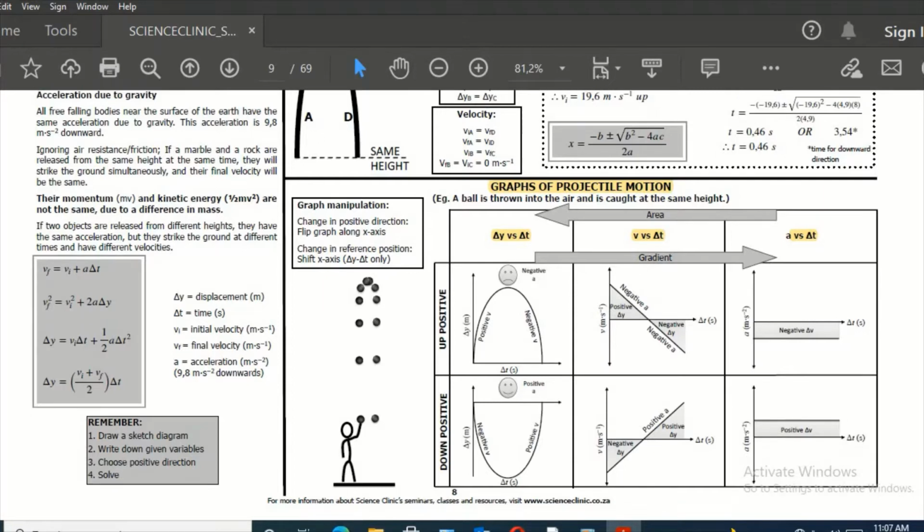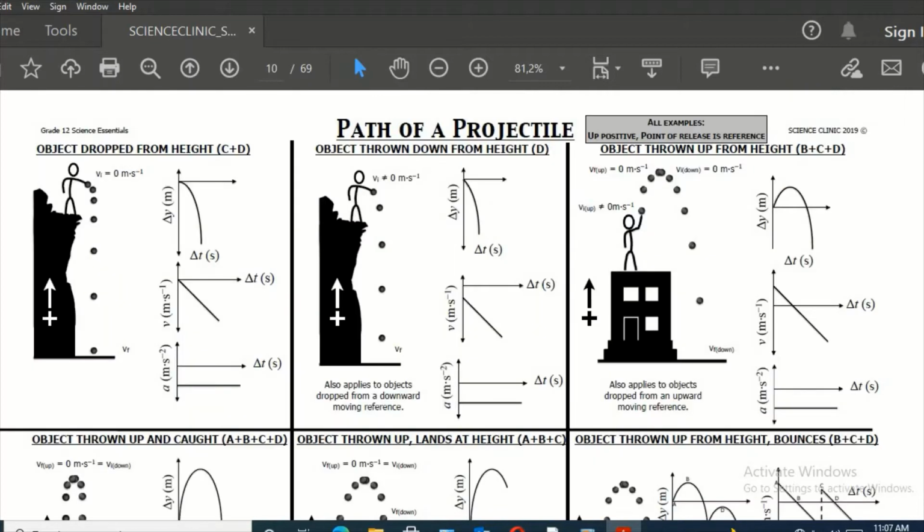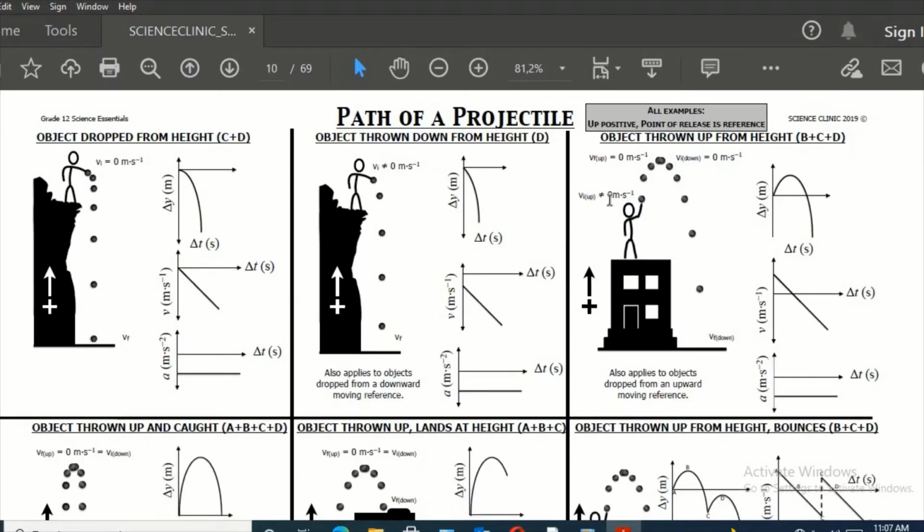Now let's move on to the next page. We have various situations described here, the path of a projectile. Here they said up is positive, and the point of release is the reference. Like I've mentioned, this is copyright, it belongs to Science Clinic.